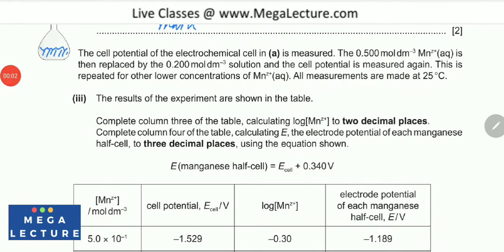Let's now move to the next part of the question, which states that the cell potential of an electrochemical cell is measured. The 0.5 mole per dm cube Mn2+ is then replaced by the 0.2 mole per dm cube solution, and the cell potential is measured again. This is repeated for other lower concentrations of Mn2+. All measurements are made at 25 degrees centigrade, so he's using standard conditions. Also remember that every time he's measuring the E naught cell, the concentration of Mn2+ is continuously decreasing.